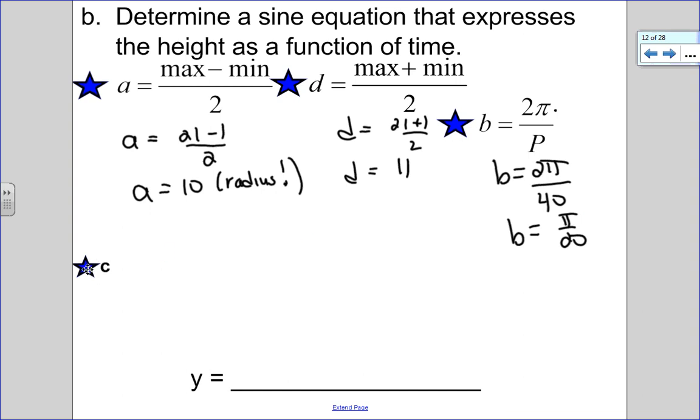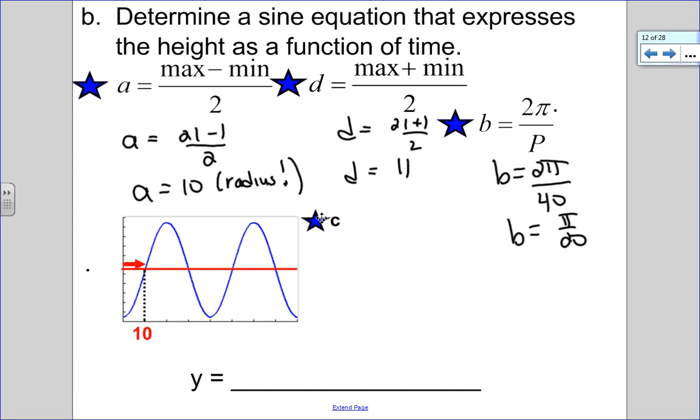Okay, and then the last value that we need to figure out is my c value. So looking at my curve, I'm looking for a sine equation, and sine starts on the midline. So you see the very first time it starts at the midline here, it's midline on an upswing where a is positive, and that happens 10 seconds into the ride. So that tells me that my c value is equal to 10. So putting it all together in the equation, I have y equals 10 sine of b x minus c, all plus d. That would be my equation.